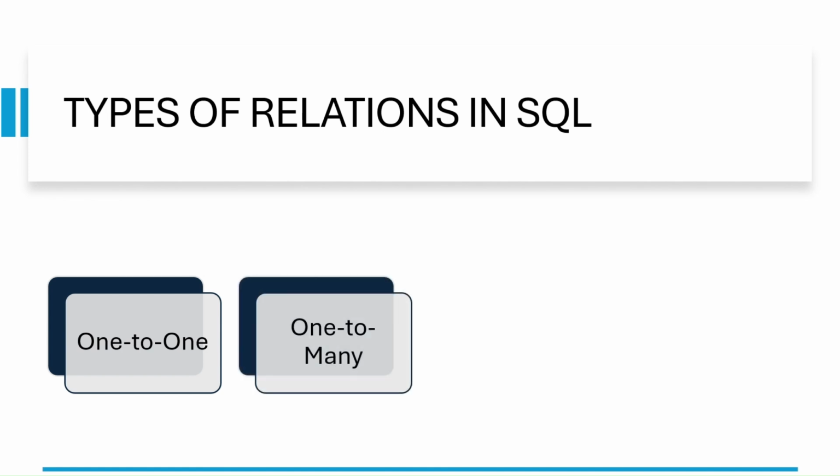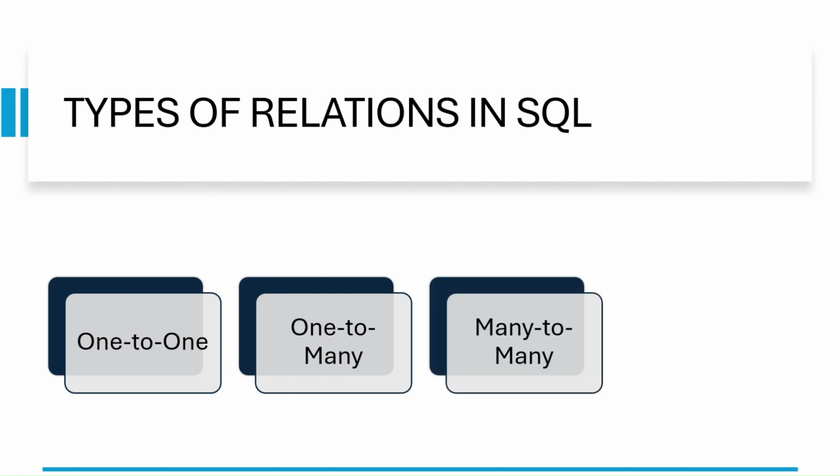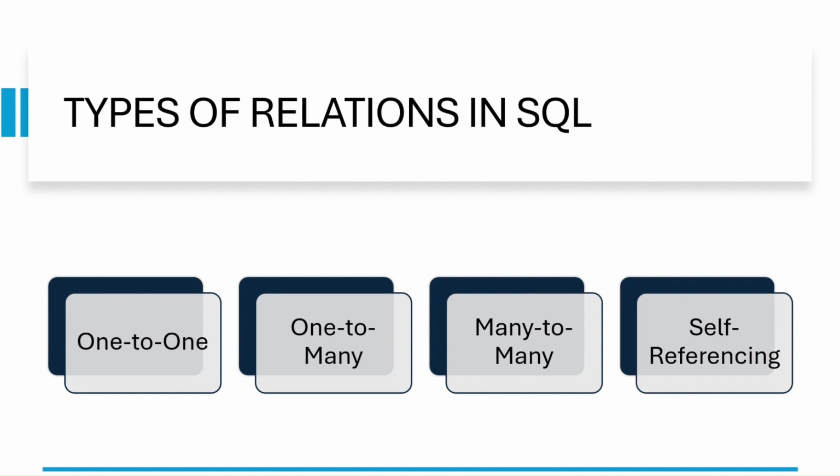One-to-many relationship. One row in table A relates to multiple rows in table B. Many-to-many relationship. Multiple rows in table A relate to multiple rows in table B. Self-referencing. A table relates to itself. Let us now check these types practically.